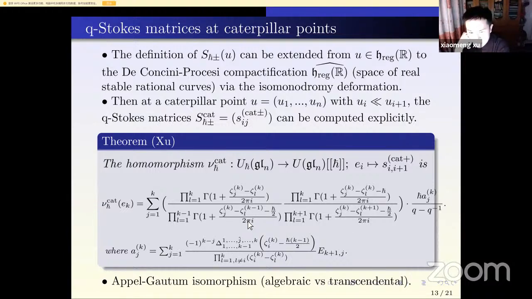But probably it's possible because people like Molev constructed the Gelfand-Tsetlin basis for type BCD Lie algebras. I didn't mention it, but this isomorphism actually maps the Gelfand-Tsetlin basis of the quantum group to the Gelfand-Tsetlin basis of U(gl_N). For the other types, this explicit formula should be related to representations of Yangians. But one can imagine some new special functions appear in the formula, which replace the gamma functions.